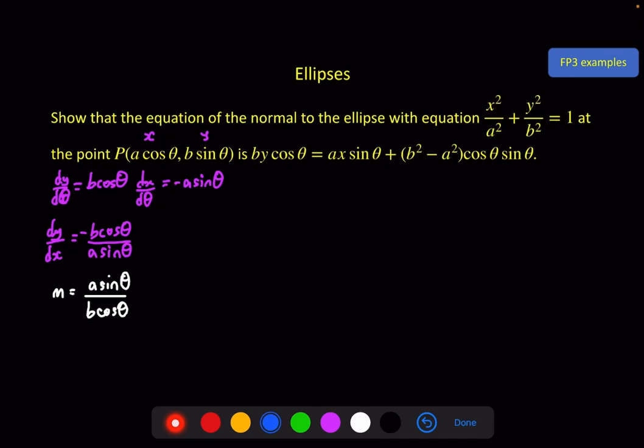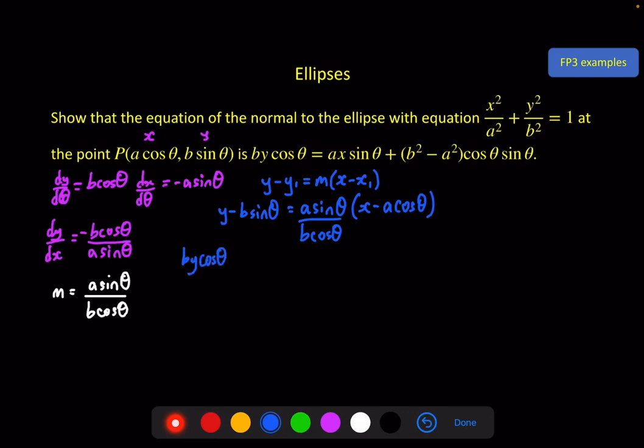And then we put that into our equation, y minus y1 is equal to m times x minus x1, and we get y minus b sine theta is equal to a sine theta over b cosine theta times x minus a cosine theta. And then to get what they want us to get, we just need to rearrange this. So we get by cosine theta minus b squared cos theta sine theta, just by getting rid of that fraction. Let's expand this as well: xa sine theta minus a squared sine theta cos theta.